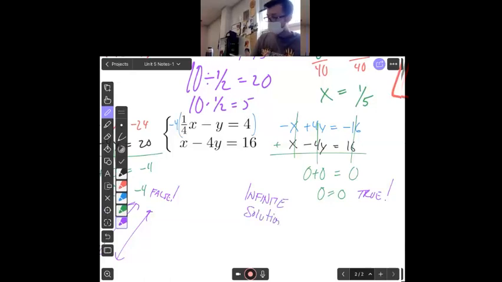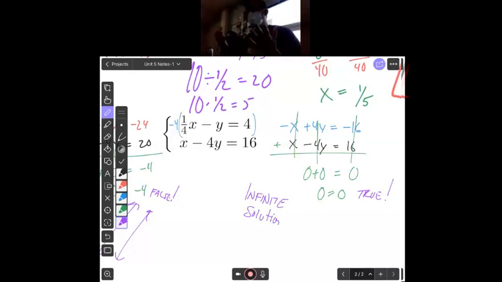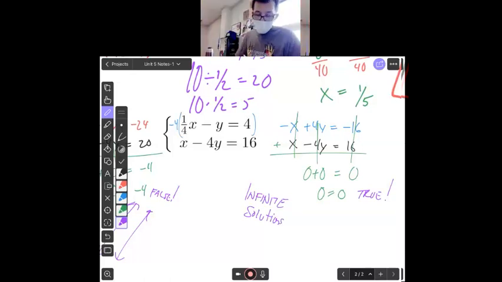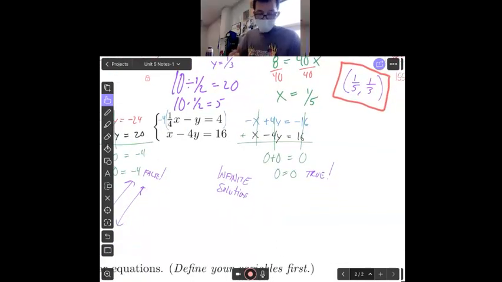It doesn't matter if it says 0 equals 0, 4 equals 4, 12 equals 12, or -23.7 equals -23.7. Just that they're the same. There's no x, there's no y, but both sides are the same. So there's no point in checking either one of those, because either it won't check ever or it'll always check. As long as you're confident in the steps you've taken until you get there, you should be fine.